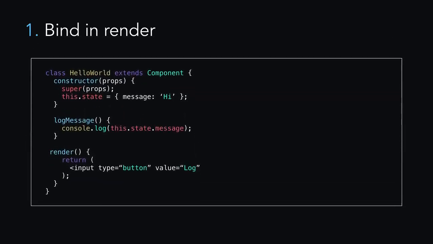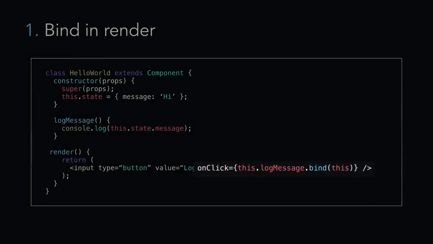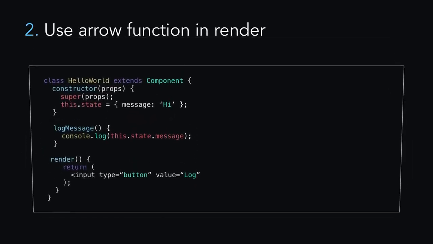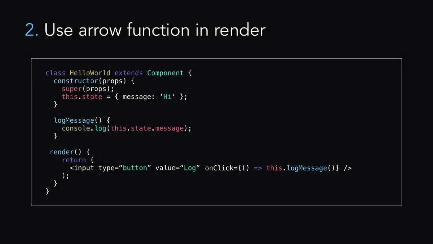One method is to bind in render, like so. This way is succinct and clear and works, but it can cause a slight performance issue because a new function is going to be called every time this component re-renders, which could be frequently. Another option is to use an arrow function in render, like so. This is succinct and clear like method 1, but like method 1, it will also create a new function every time this component renders.